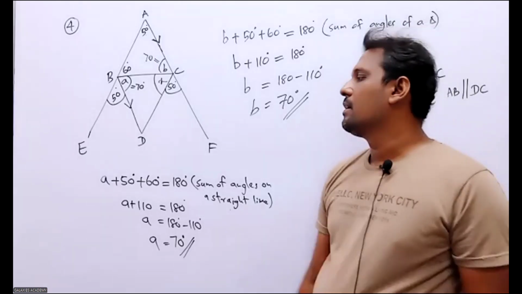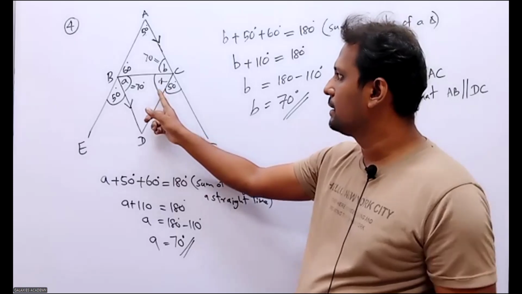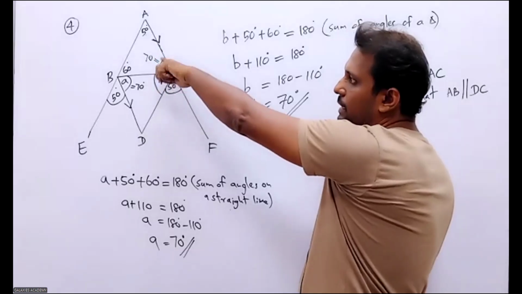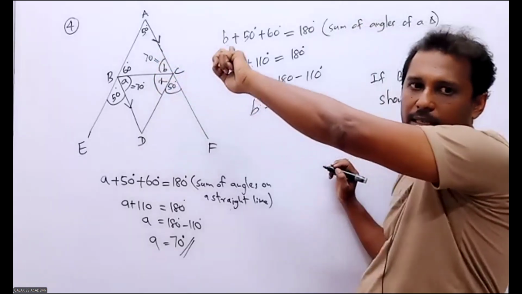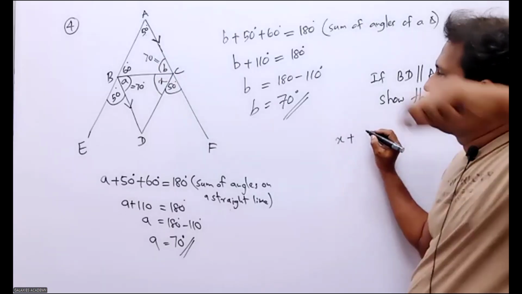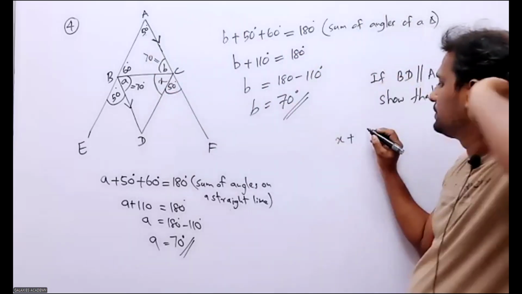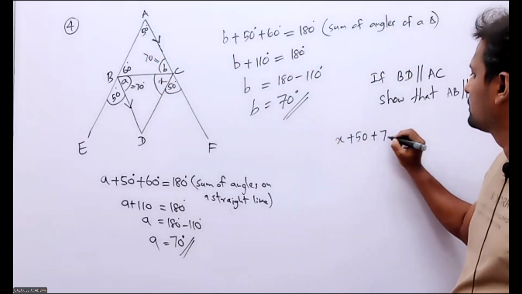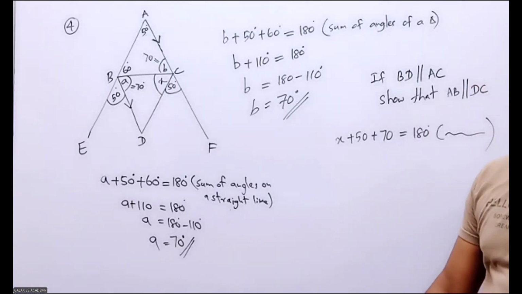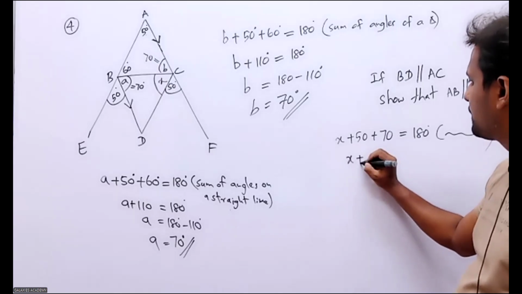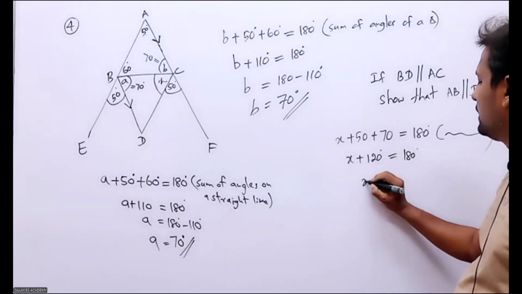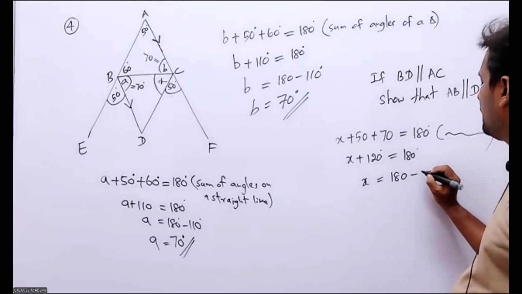Right. Let's find this angle. Sum of these three should be 180, no? Sum of angles on a straight line. So you can find x: x plus this angle 50, this angle 70. Then you write down the reason, sum of angles on a straight line, right? Then x plus 120 equals 180. So x equals 180 minus 120.